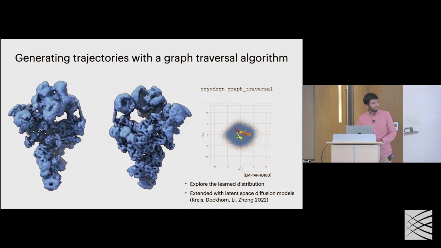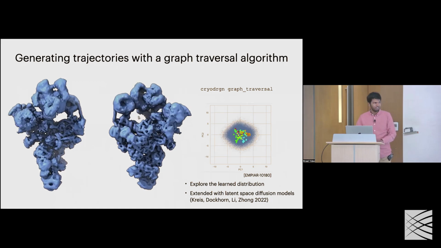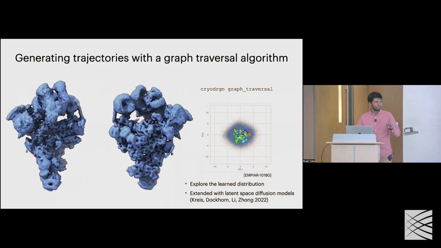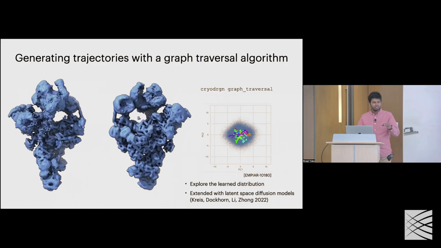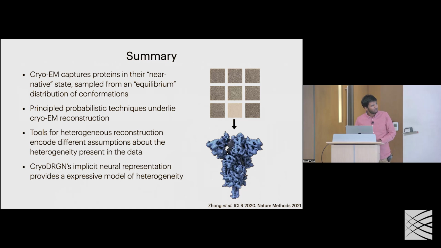Right, and this is just showing, again, you really get this full distribution corresponding to your entire data set. So each one of the particles in your data set maps to a unique volume, allowing you to really fully explore the conformational landscape.